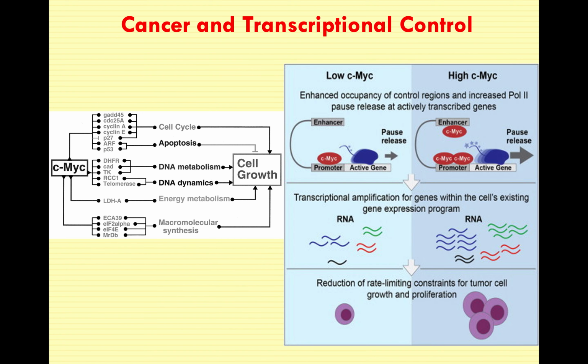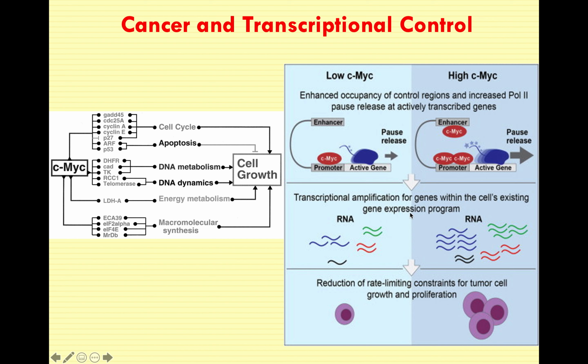In terms of c-MYC, as I was saying just now, it has a lot of functions for the cell cycle, apoptosis, metabolism, dynamics, and so forth. Basically it is the one that controls or is involved in cell growth. If there is low c-MYC, it could pause the release of the active genes. And the opposite, when you have high c-MYC, it could also pause the release of the active genes. How do they do that?